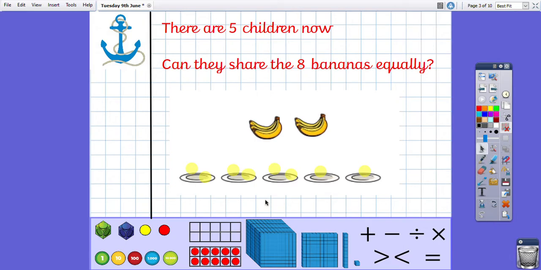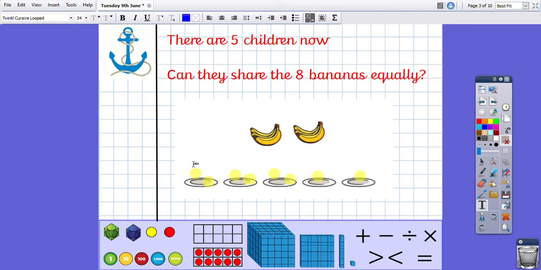Let's count to check. There are 2 bananas in this group. There are 2 bananas in this group. There are 2 bananas in this group. There's 1 banana in this group and 1 banana in this group. Are all of the groups equal? No, because for them to be equal, every single group needs 2 bananas or 1 banana. If they all had 1 banana, there'd be some left over, and that's not what we've been asked to do. They want to share all of them, and if we share all of them, there's not enough.